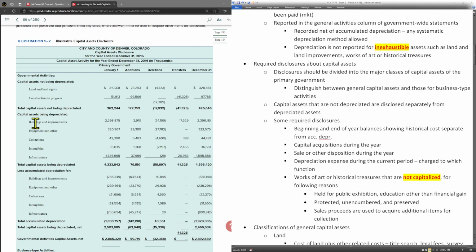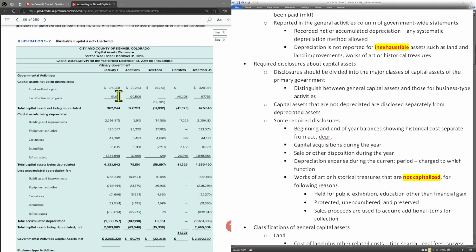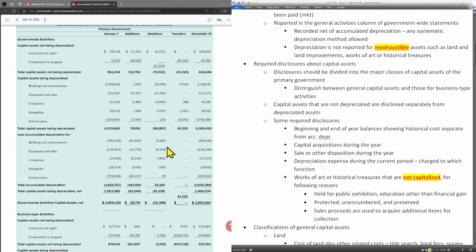And then there's a subtotal here, and then we can say here's a bunch of things that are being depreciated, total capital assets being depreciated, and then we have the section of less accumulated depreciation. So here's the total accumulated depreciation. What are my columns? January 1st, additions, deletions, transfers. So the beginning of the year, end of the year, additions, subtractions, and then transfers in and out. And then you have governmental activities, capital assets, net, right? So this is what goes on to the statement of net position for the governmental activities.